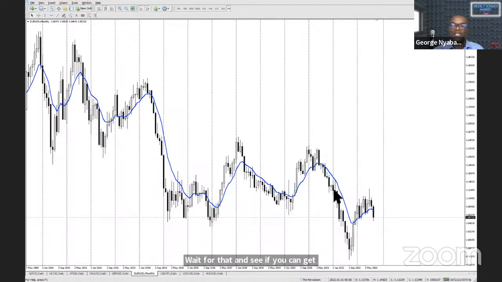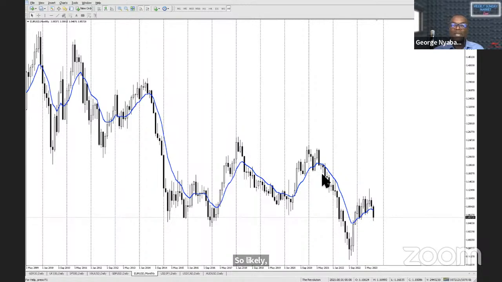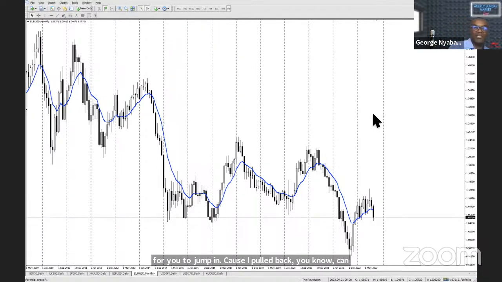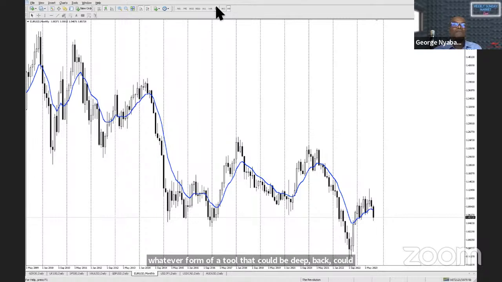That's another pause. That's another pause. So likely, higher possibility after the pullback for you to jump in, because a pullback can just go against you. And unless you've got a wide stop, it's probably better just to hang on a little bit. So if you're prepared to put a wide stop in the market, this is a monthly, assume it was a daily, we'll look at it, then that's fine. Otherwise, just wait to see if the market pulls back, whatever form of a pullback, could be a deep pullback, could be a one buy inside candle, then you can look to sell beneath that.